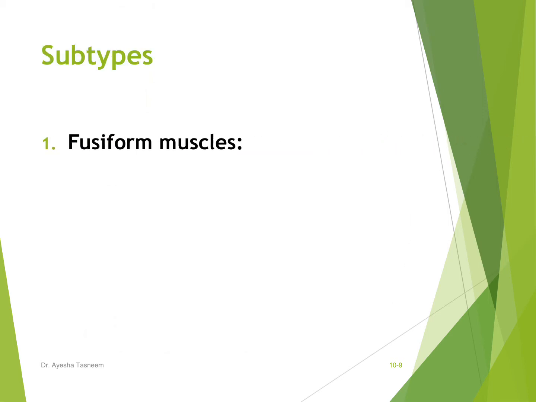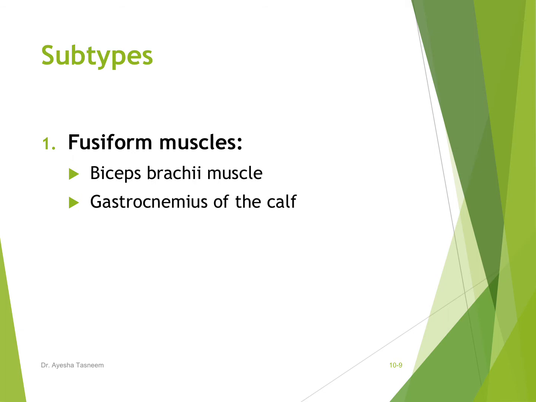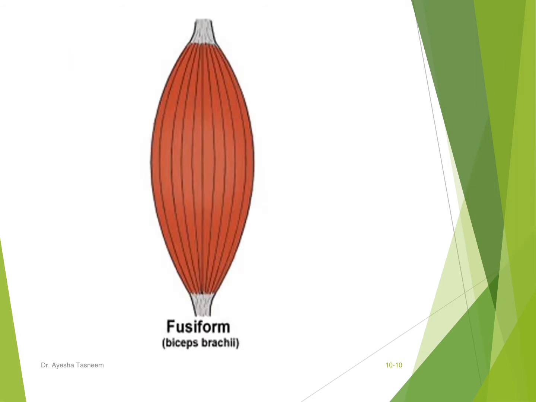These have got subtypes. Firstly, we have the fusiform muscles. In fusiform muscles, fibers are arranged parallel but they converge while attaching to tendon, while attaching to the bone. The best examples are the biceps brachii and the gastrocnemius muscle of the calf. Here you can see this is the fusiform muscle. This is the biceps brachii. You can see the converging fibers. They are converging on both ends.